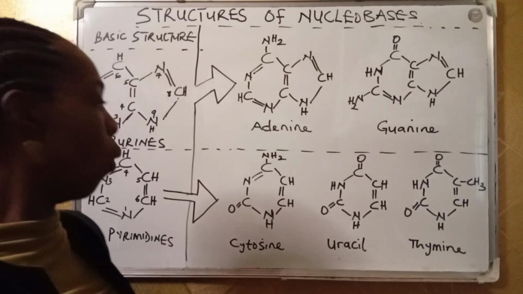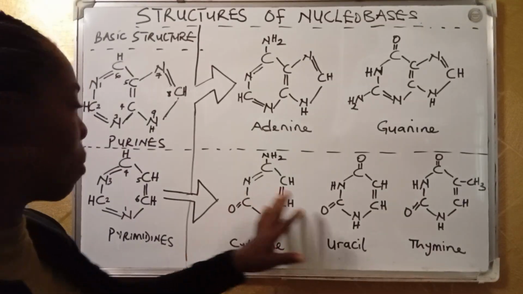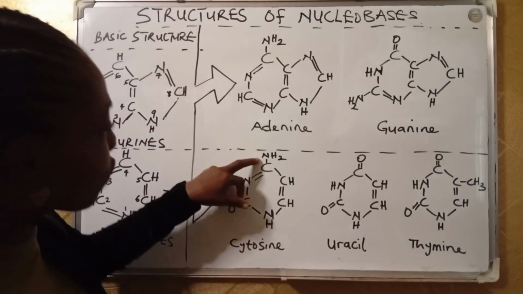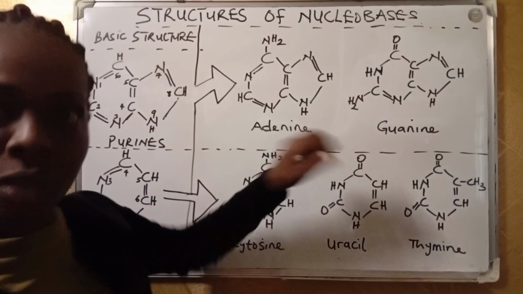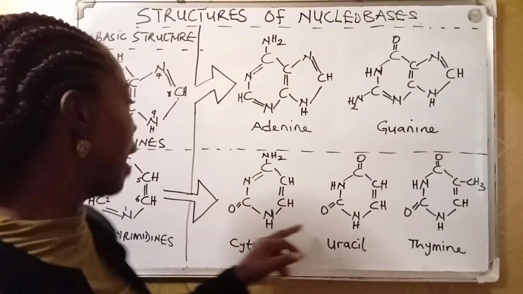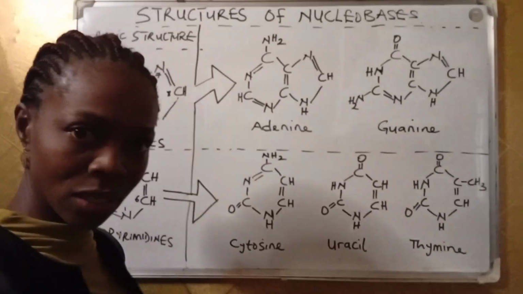Now for uracil, what's the difference between uracil and cytosine? We see again the oxygen atom remains intact at carbon 2, but now at carbon 4, instead of an amino group, we have an oxygen atom. So we have 2 oxygen atoms attached in uracil, and then we have 1 amino up there and 1 oxygen atom down there for cytosine.